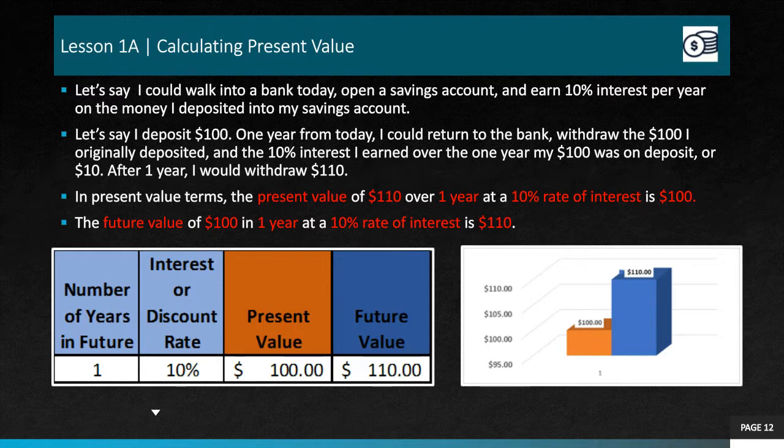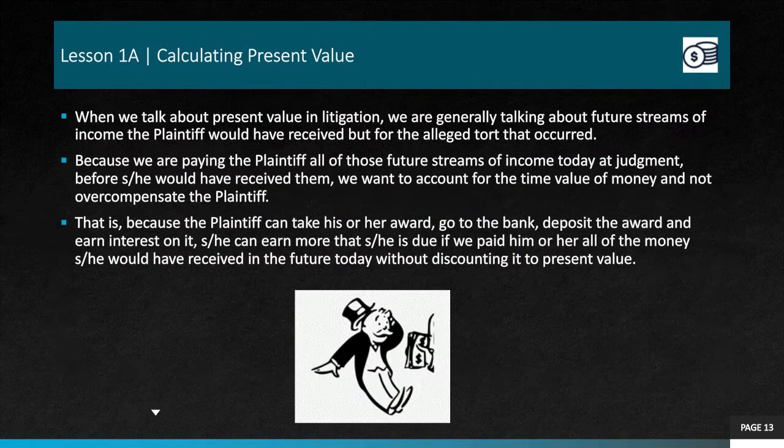And those are both in the context of a period of time that's 1 year and an interest rate of 10%, okay? All right. Now, the reason why we're reducing future losses to present value is because the plaintiff can do just that. In other words, they're receiving all this income that they would have received in the future today in terms of an award, and they can go and invest that award and earn a return on it, just like I earned a return on the $100 in the example I just gave you.